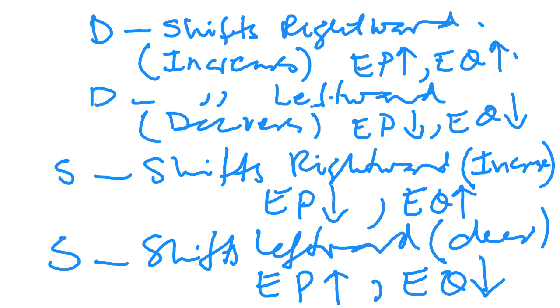We will complicate these relationships in chapter number 3 when we shift both curves at the same time. So we shift simultaneously the demand curve to the right and the supply curve also to the right, and see what would happen to equilibrium price and equilibrium quantity. So that's all as far as chapter number 2 is concerned.